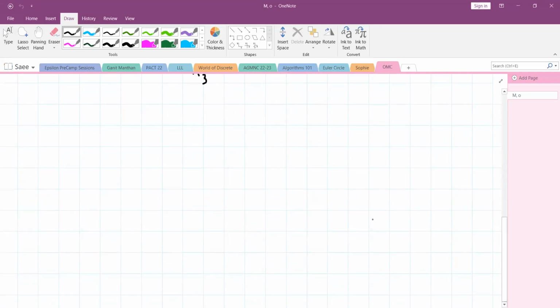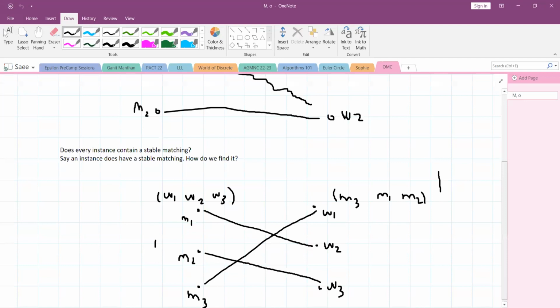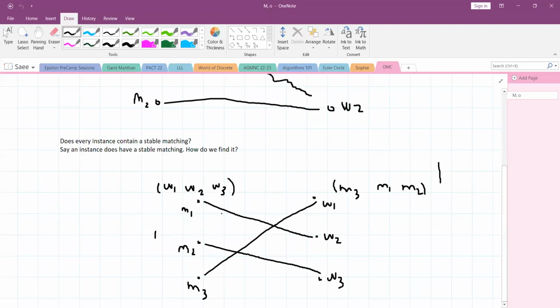Let's consider a pretty naive approach to finding a stable matching, right? How do we go about finding a stable matching? Just before we move on, something I should clarify is this is a very special case example where all the men had the same preference list and all the women had the same preference list. But this may not always happen. For example, M2 might like W3 the best, and then W1 and then W2. So this could also be an instance, and so on.